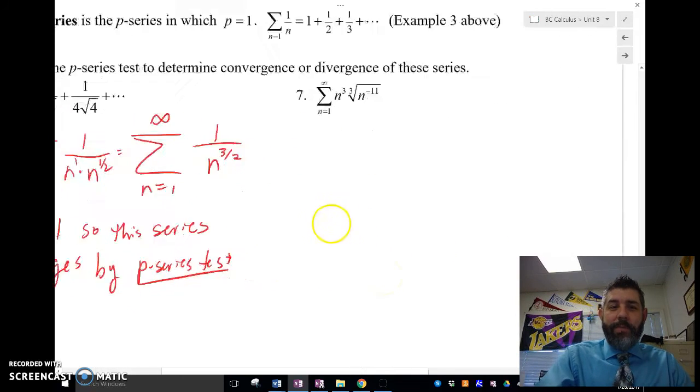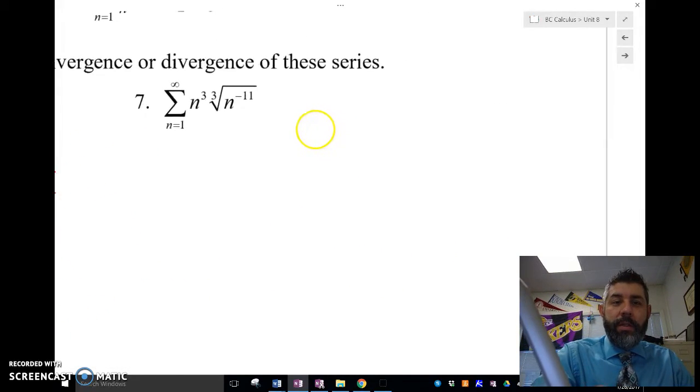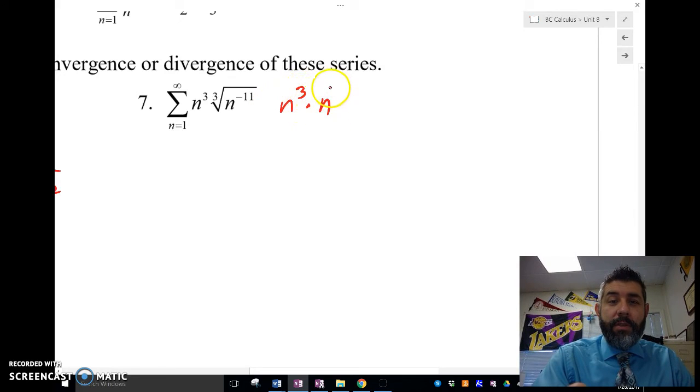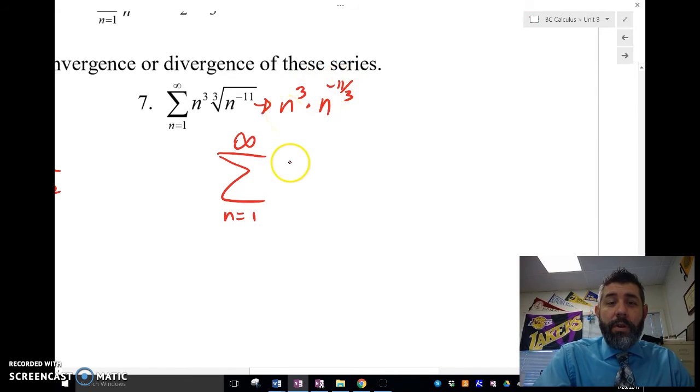Okay, let's try another one here. Zoom in. All right. Can we simplify this guy? Well, obviously we can, right? I wouldn't give it to you if we can't simplify it. So let's try to simplify this guy. We've got n cubed times n to the negative 11 thirds. Then we are going to simplify that by adding the exponents. So we're going to get 3, which is 9 thirds, minus 11 thirds, which is negative 2 thirds, right? So this is going to be n to the negative 2 thirds, or 1 over n to the 2/3.